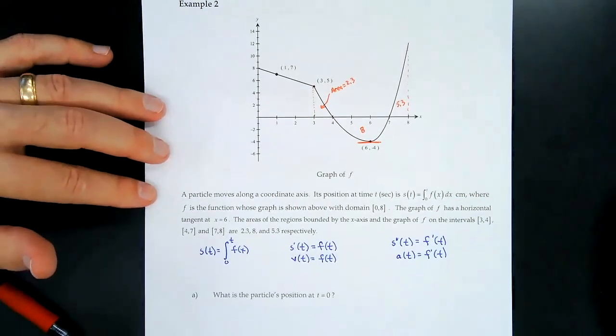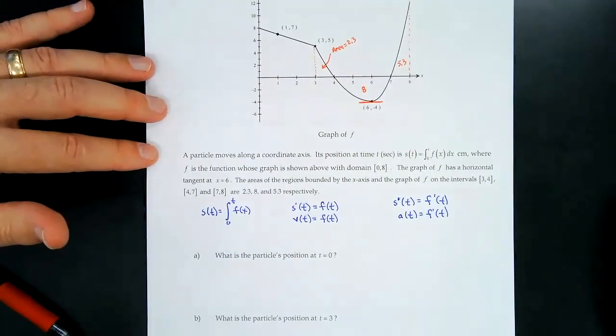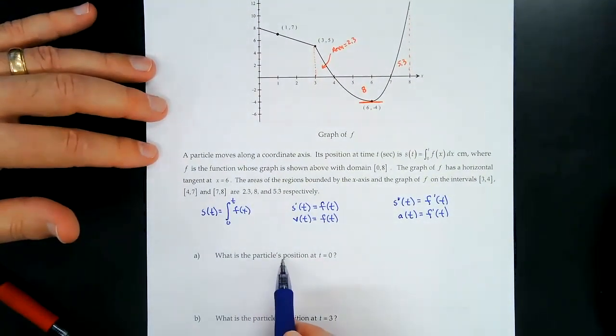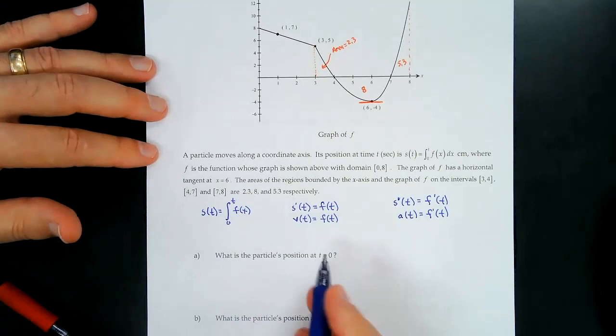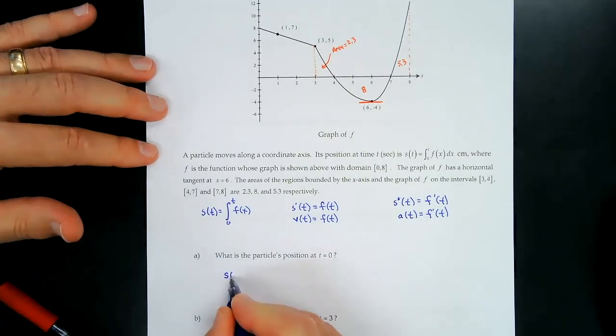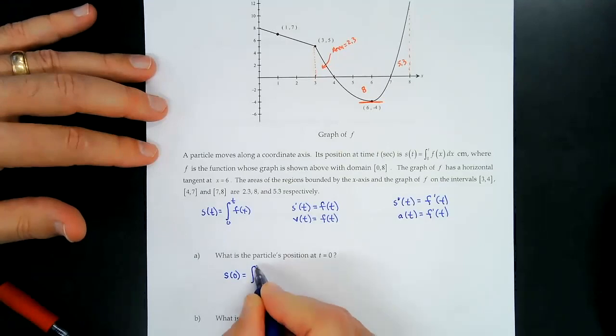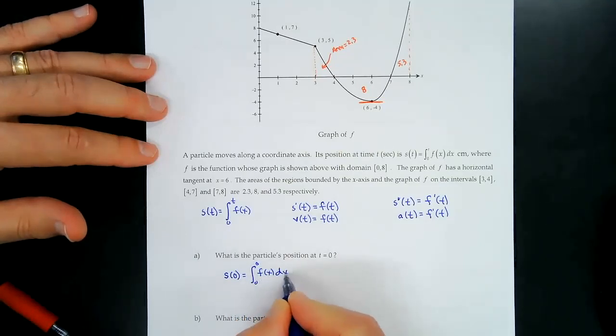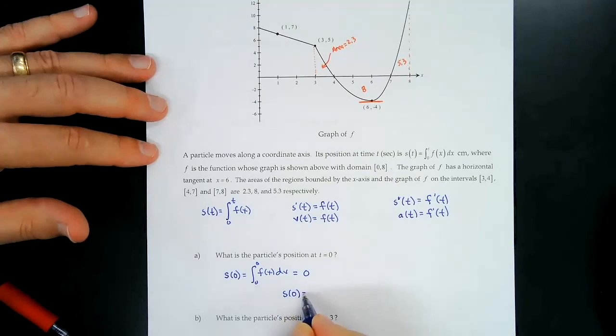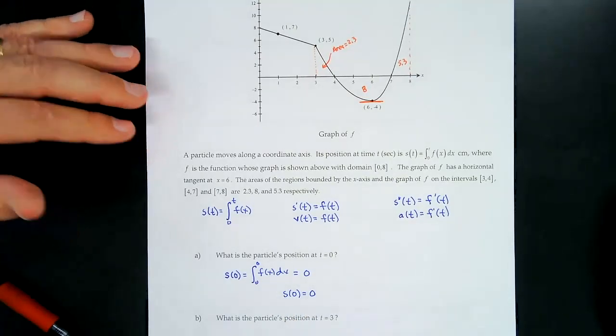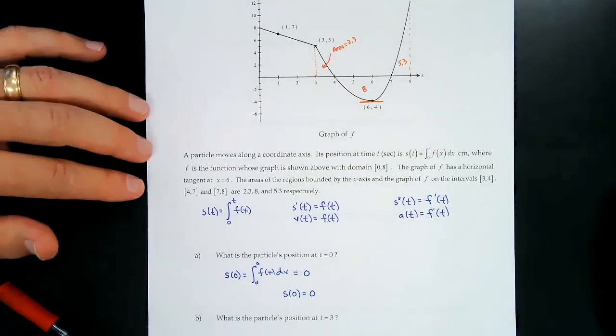All right, so I'm just going to slide this up and let's answer these first two questions. What is the particle's position at t equals 0? So that would be s of 0, and that's equal to the integral from 0 to 0 of f of x dx. Since we're integrating starting at 0 and ending at 0, we should know that that is 0. So now we know s of 0 is equal to 0. So it's starting at the origin, okay?